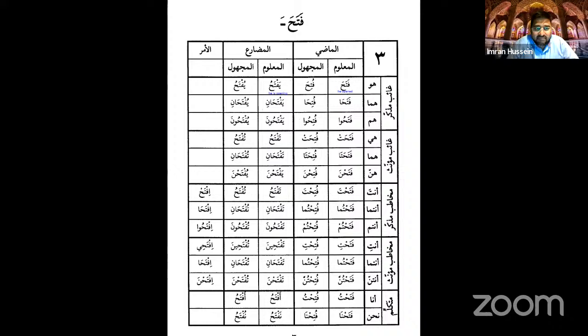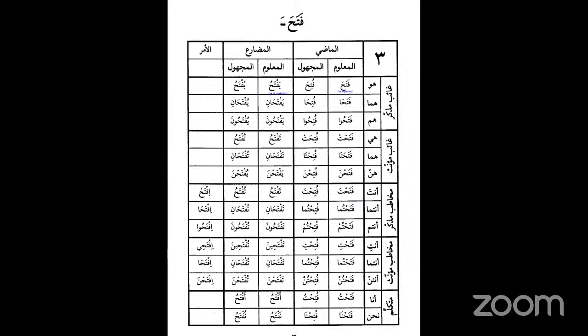Two female, one. Fatahta. One, anta fatahta. She, yeah. You open, masculine. You open, masculine, yeah. Anti fatahti. She opened. Antunna fatahtunna. You all open. Excellent. MashaAllah, that was good. That was really good. Thank you.